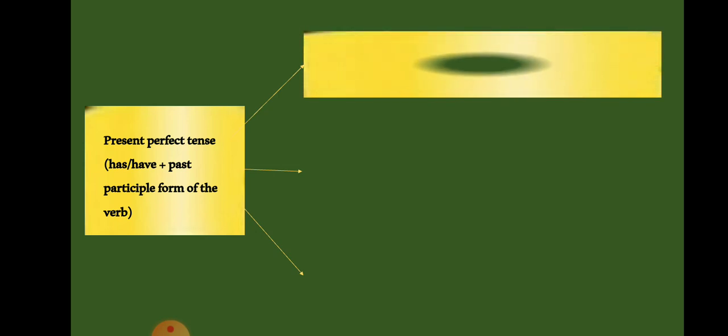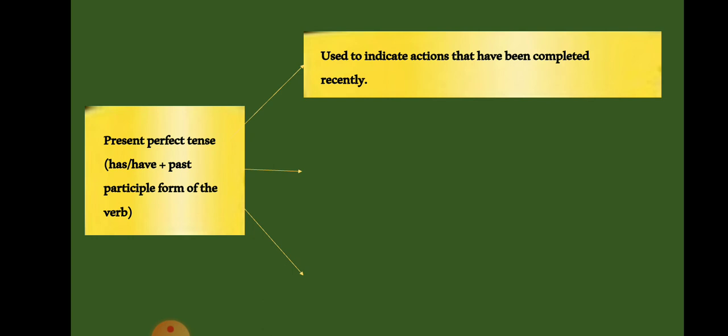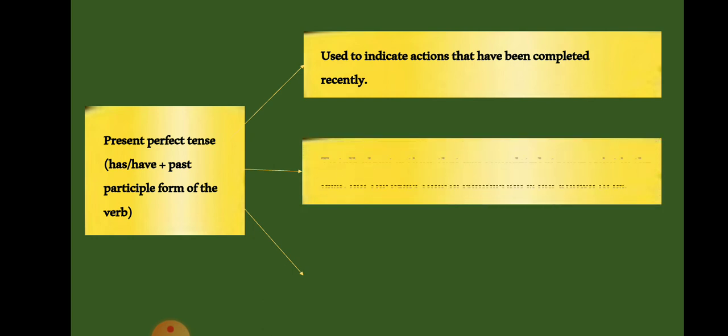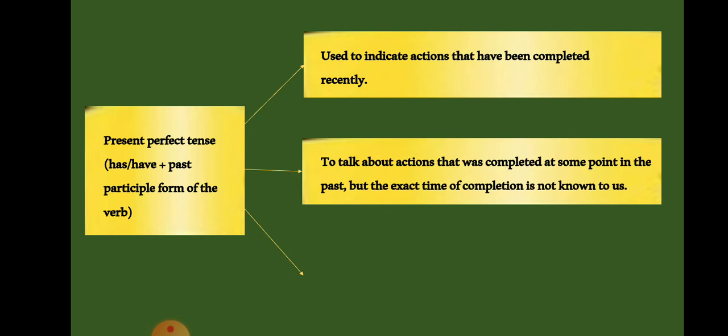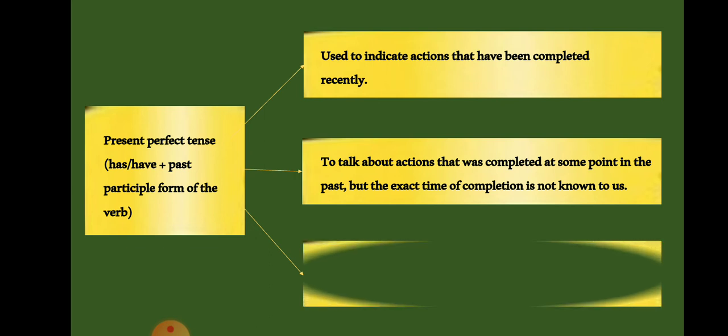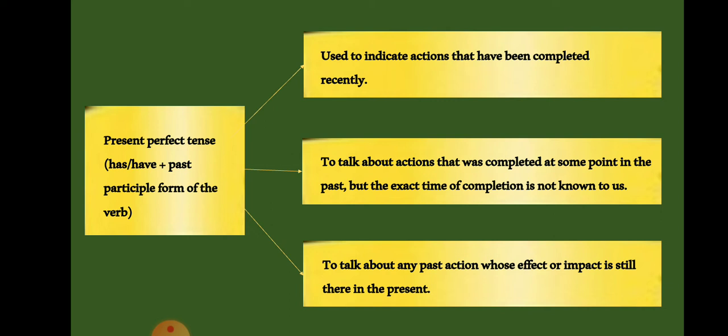Now what we have next? Present perfect tense. Let's see the uses. Used to indicate actions that have been completed recently. To talk about actions that were completed at some point in the past, but the exact time of completion is not known to us. To talk about any past action whose effect or impact is still there in the present.